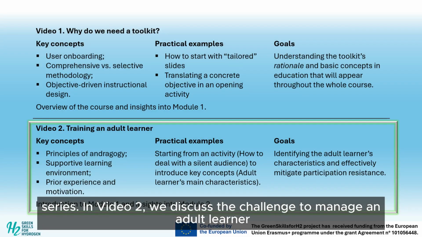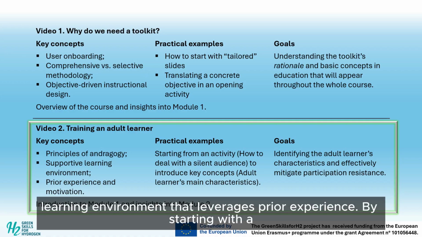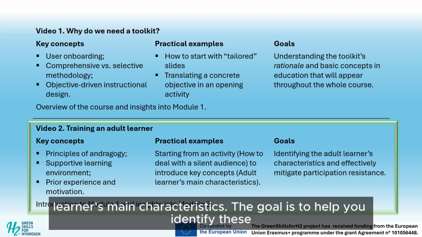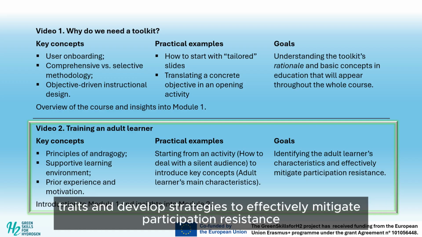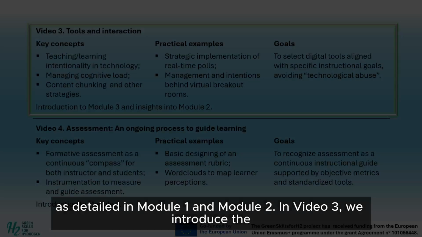In Video 2, we discuss the challenge to manage an adult learner, focusing on the principles of andragogy and the creation of a supportive learning environment that leverages prior experience. By starting with a practical activity on how to deal with a silent audience, we introduce the adult learner's main characteristics. The goal is to help you identify these traits and develop strategies to effectively mitigate participation resistance as detailed in Modules 1 and 2.